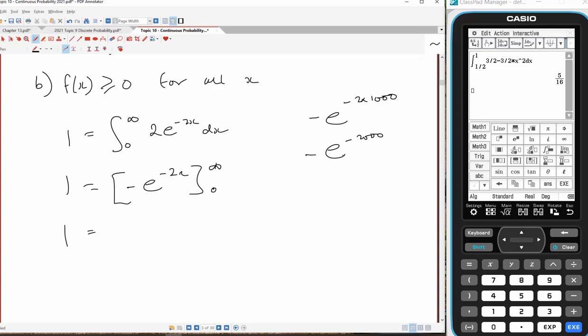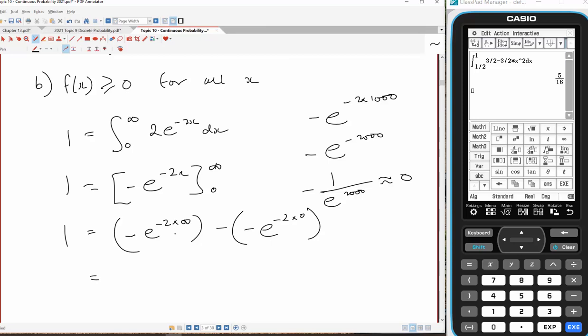Now what we'll do is use our index laws to write that as negative 1 over e to the positive 2,000. This is 1 divided by an extremely large number, which is almost 0. As this number goes to infinity, I represented infinity with 1,000. If you imagine that getting bigger and bigger, this will get closer and closer to 0. So negative e to the negative 2 times infinity is the first substitution, take away negative e to the negative 2 times 0.